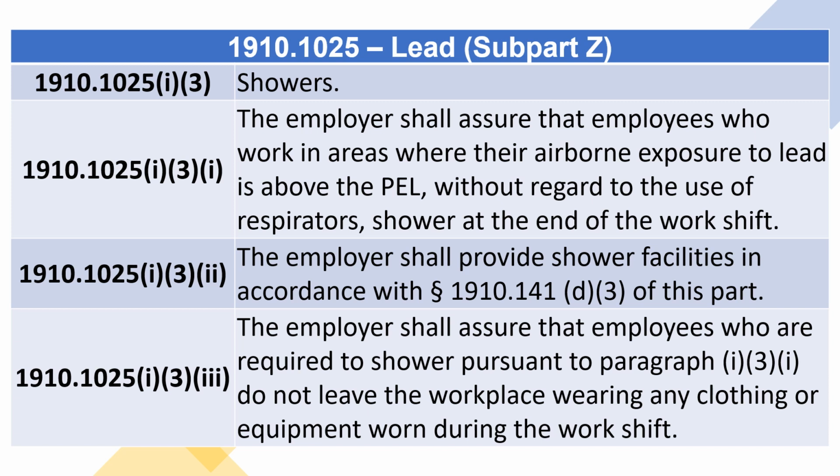1910.1025 I3 Showers. 1910.1025 I3(i) through 1910.1025 I3(iii) The employer shall assure that employees who work in areas where their airborne exposure to lead is above the PL, without regard to the use of respirators, shower at the end of the work shift. The employer shall provide shower facilities in accordance with Section 1910.141(d)(3) of this part. The employer shall assure that employees who are required to shower pursuant to paragraph I(3)(i) do not leave the workplace wearing any clothing or equipment worn during the work shift.